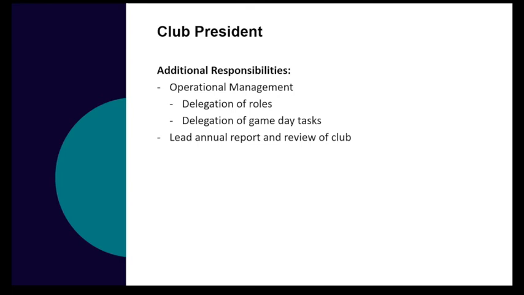Again, the club president is responsible for leading the annual report and review of the club, monitoring the progress of any goals that they've set for themselves. They also represent the club at league and association meetings and forums. They don't necessarily have to be the delegate of the club, but quite often they will have a really good understanding of the club's position and what goals they're pursuing, and they can direct any conversations at a high level to what their club is trying to achieve.